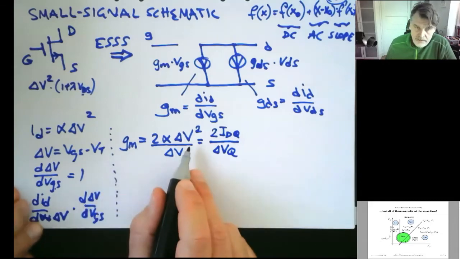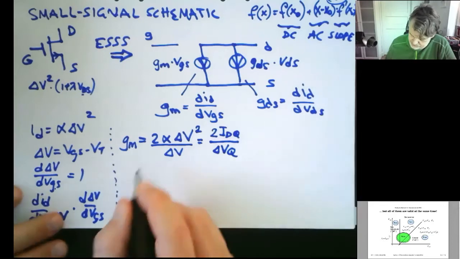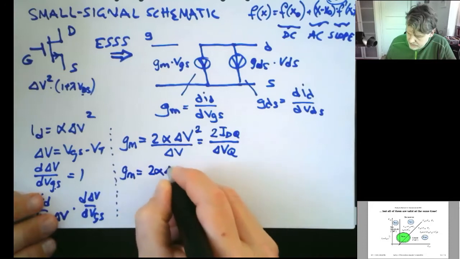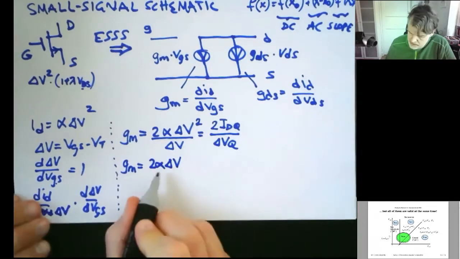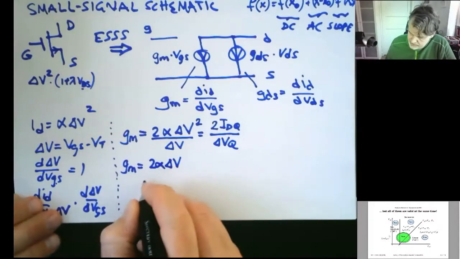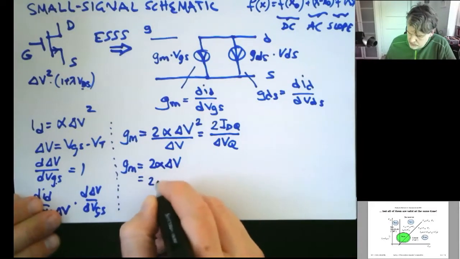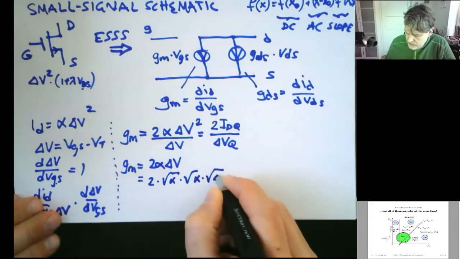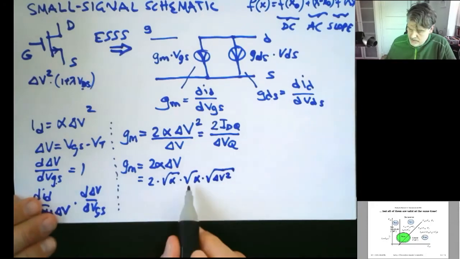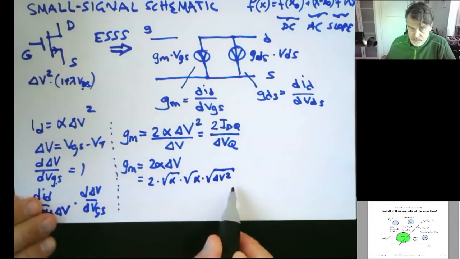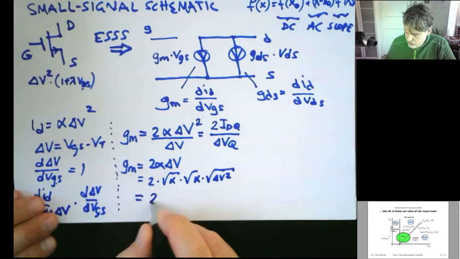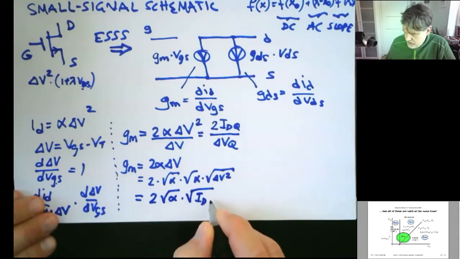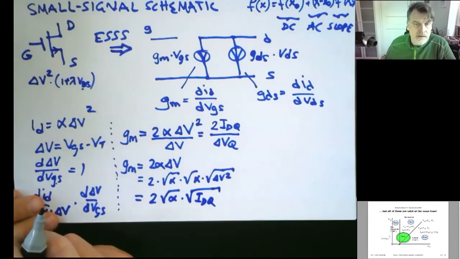We can also write this in the following manner. If I have gm equal to 2 alpha delta V, which was the original, I can write this as 2 times the square root of alpha times the square root of alpha times the square root of delta V squared. And then you see we find also IQ here, this part. So this is equal to 2 square root of alpha times square root of IDQ, if you like.